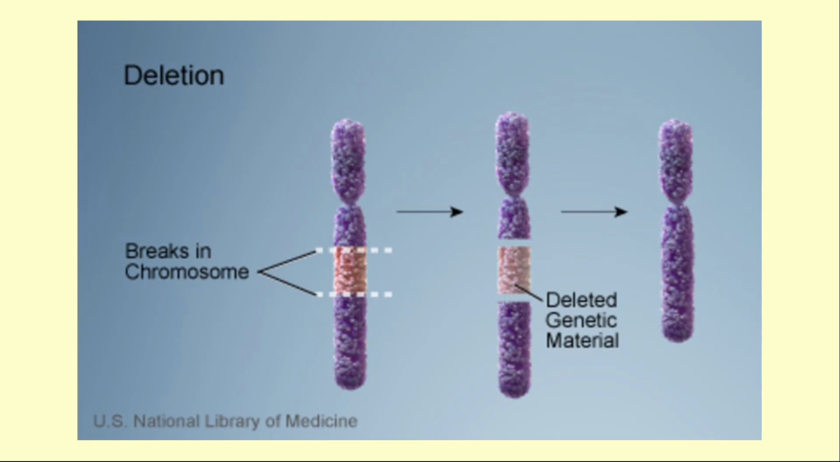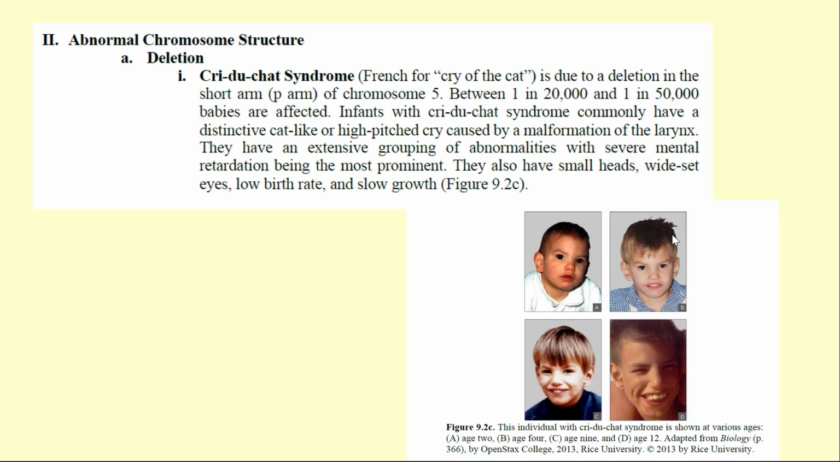So you can see here a section is deleted, making the chromosome smaller. One example is Cri-du-Chat syndrome, cry of the cat, because a newborn baby who has Cri-du-Chat has a cry that sounds like a cat crying. This is a deletion at the short arm of chromosome number 5. So this is an autosome.